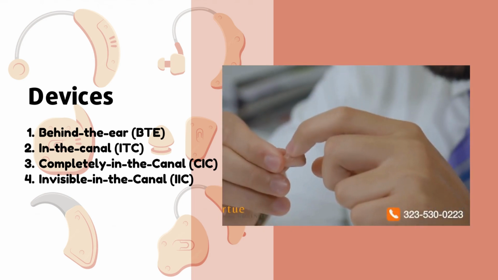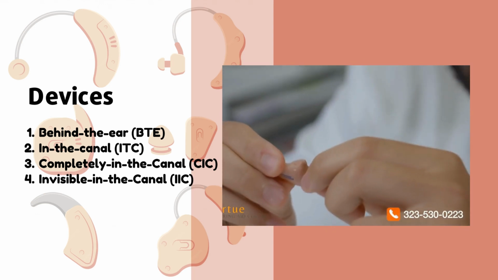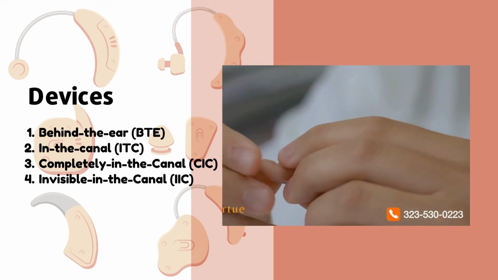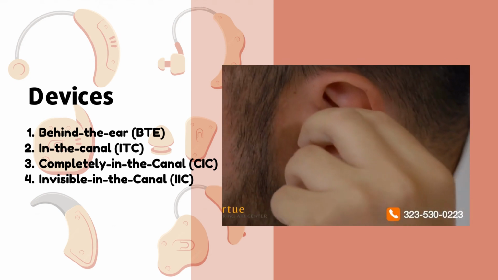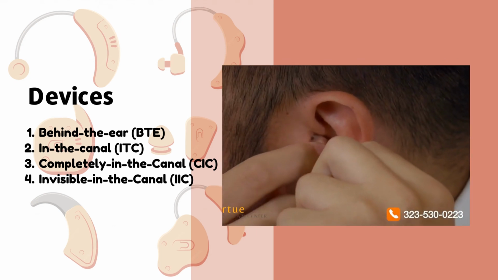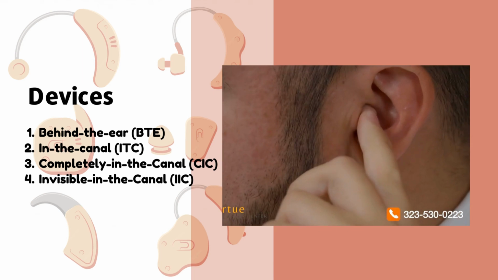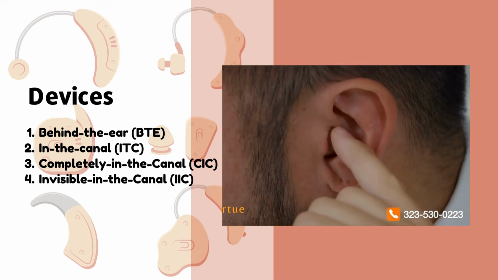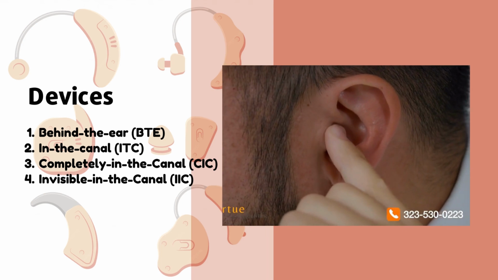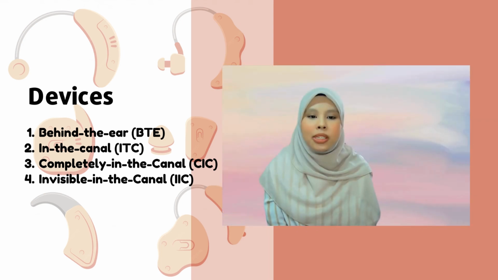ITC hearing aids sit inside the ear canal, and they are a popular choice for those looking for a discreet means to improve their hearing. These hearing aids are a popular choice among individuals who seek a balance between functionality and aesthetics. ITC hearing aids are customized to fit snugly in the wearer's ear canal. This personalized fit not only ensures comfort but also helps reduce feedback or whistling sounds, providing a natural listening experience.